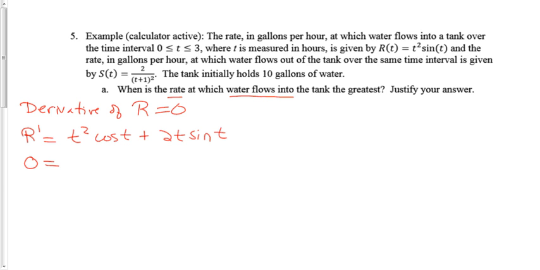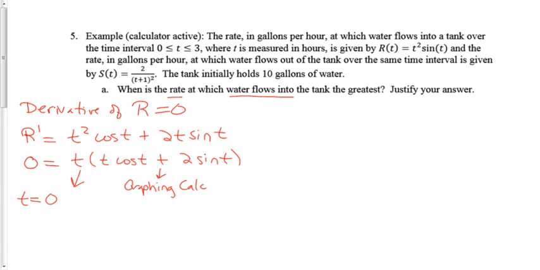Well, this looks like a monstrosity. And I know that this is a calculator active question. So I'm going to go ahead and do one thing of algebra, and that's to factor out a t. I noticed that both terms have a t, so I'm going to factor that out. So I know that one critical point is that t is equal to 0. And for the other one, I'm going to use my graphing calculator to solve this.